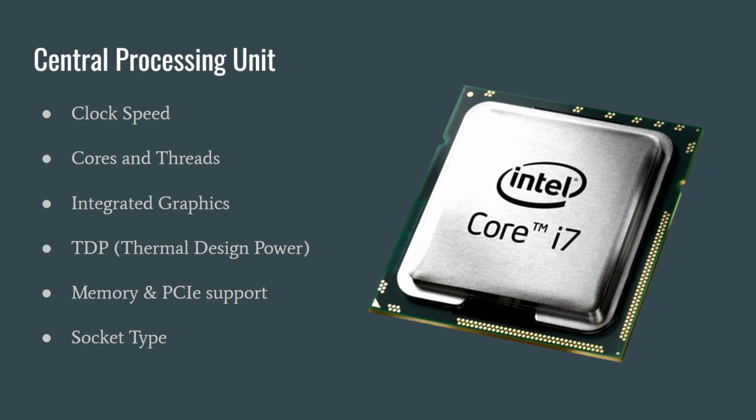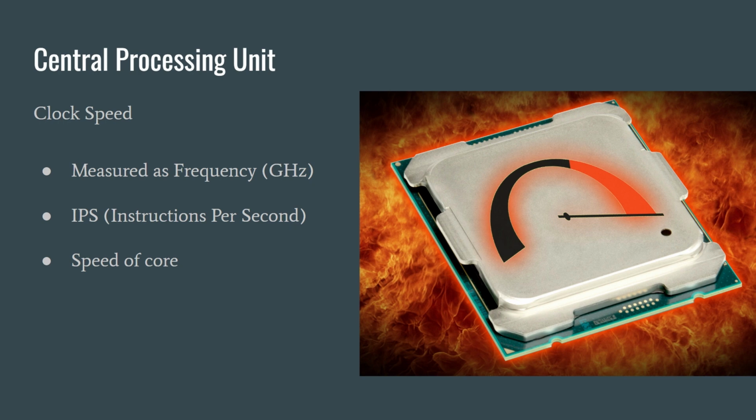And there's a couple notable specs that we have to care about with the CPU, and we're going to go through each of these. So, for clock speed, this is measured as a frequency in gigahertz. And clock speed is kind of just the general speed of the CPU. So, the frequency itself, the clock speed itself, isn't super important. It really is IPS, which stands for instructions per second.